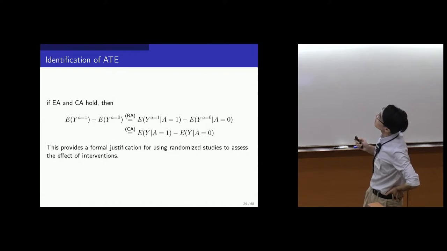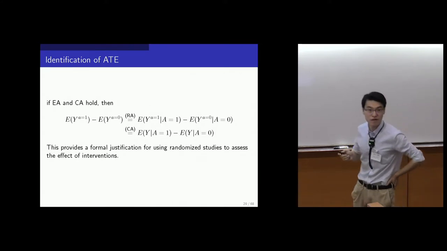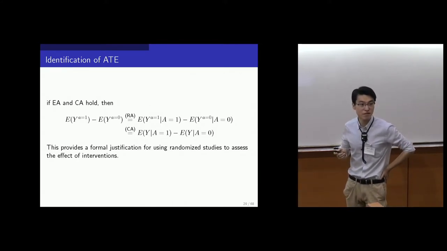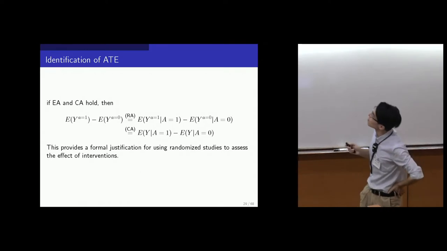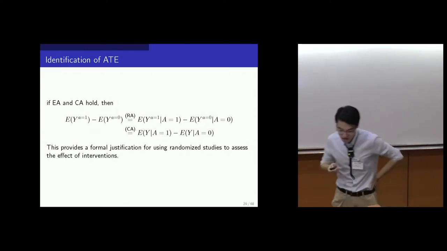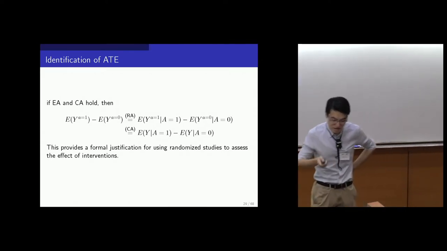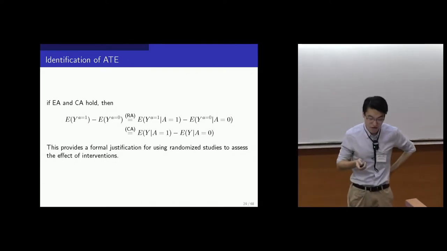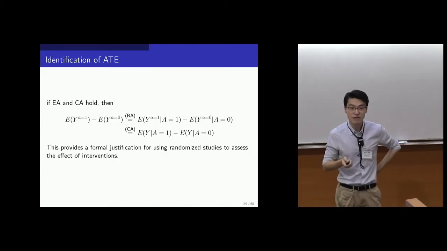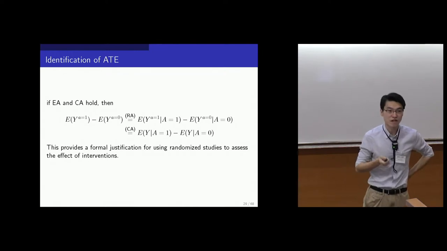So therefore, under randomization, your association measure here, on an additive scale, right, is actually the causal effect that you want. Okay, under randomization. So this provides a formal justification for using randomized studies to assess the effect of interventions, right? Using the potential outcomes language that we have just briefly introduced.